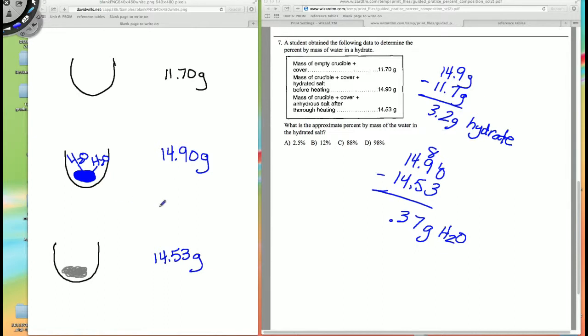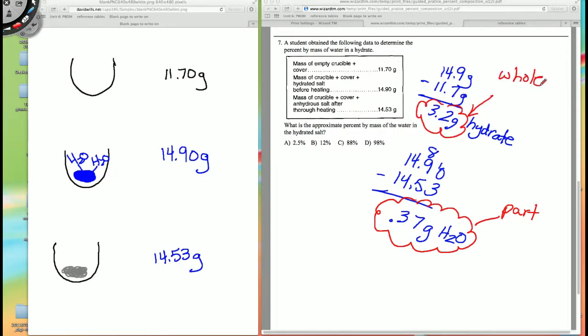Okay, so we've got the mass of our water, we've got the mass of our hydrate, and we need to find the percent composition of water. So we have the mass of our part, which is right here. This is the mass of my part. This is the mass of my whole. And I am going to divide them. So I'm going to take 0.37 grams of water.